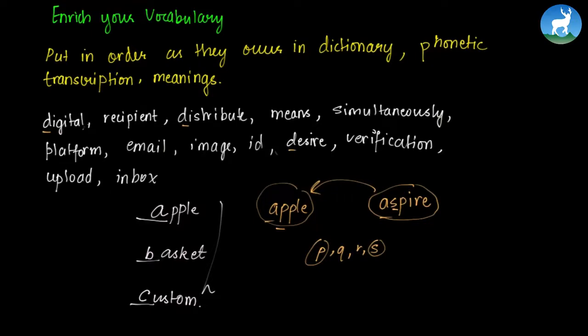Second, we will see if G comes before S. So yes, G comes before S. So digital comes next and then distribute. And similarly, we will classify other words. So let's begin. First, we have the word desire. So this is the way we pronounce desire.